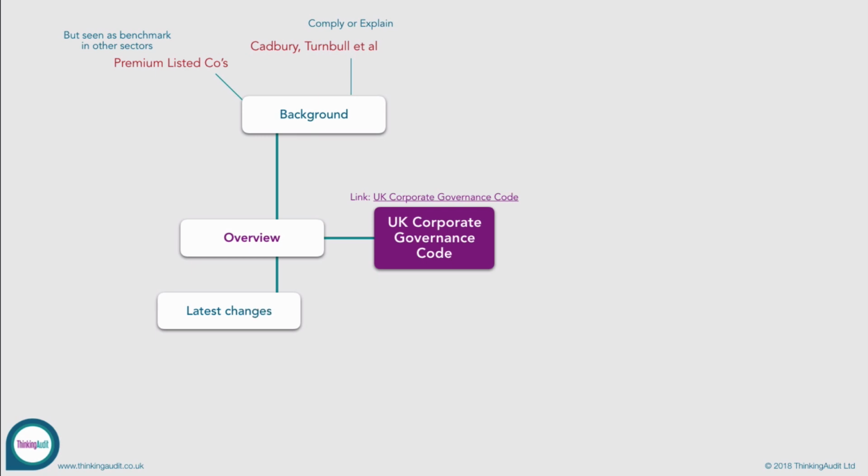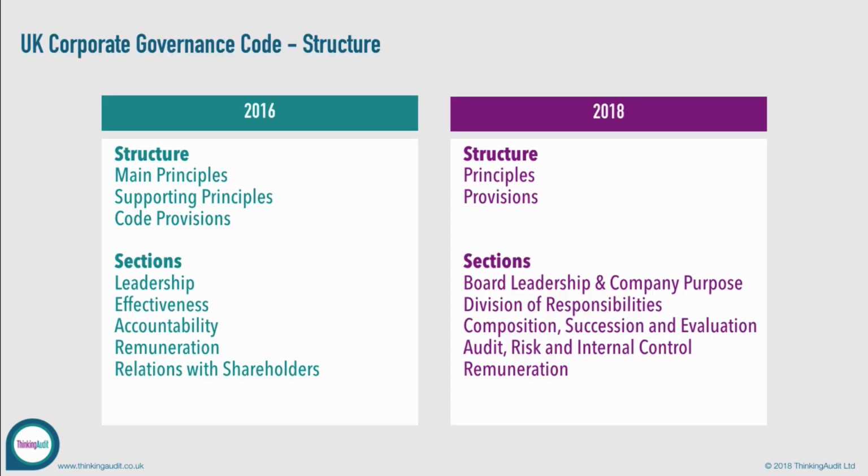And the first change that we'll notice is the structure of the new code. So I stepped away from the structure of a mind map very briefly, but I think it was useful to set out the changes. The structure of the 2018 code is simplified. To me, this works much better. Now we have just principles and provisions, and with a new structure in terms of 5 sections over which the code is based.